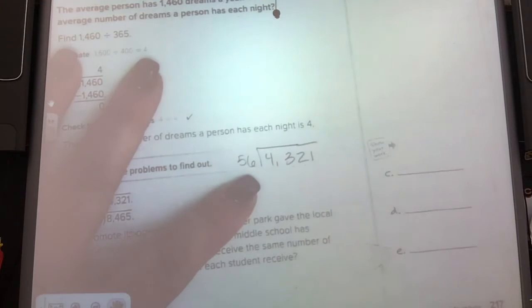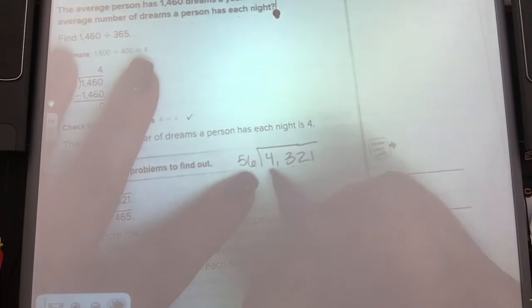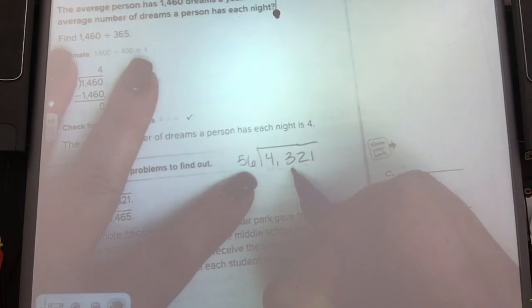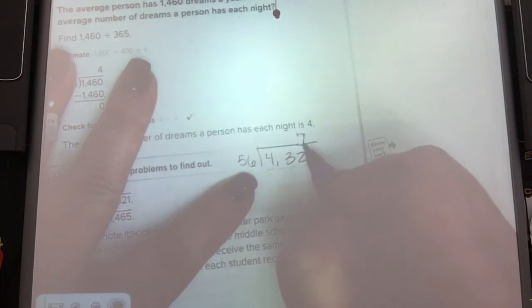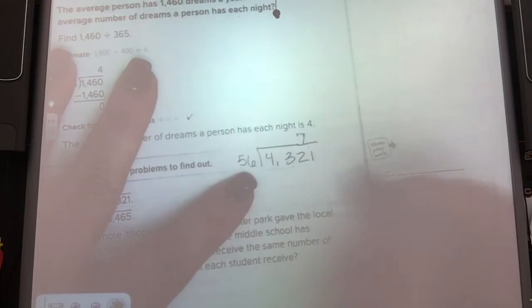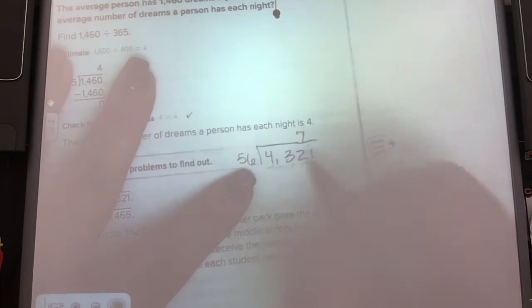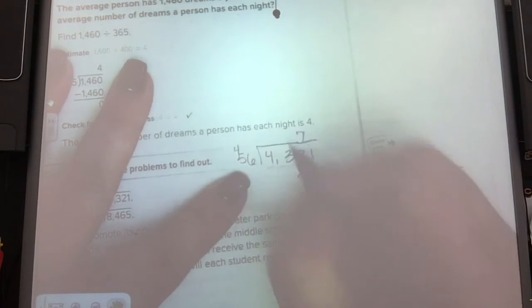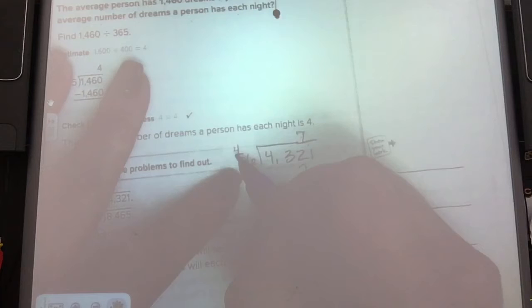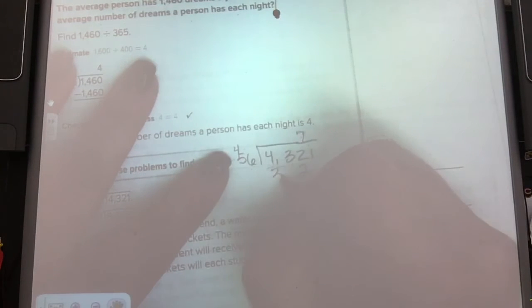Well, if we did 50, let's round this, let's even 60. 6 times what would get me close to 43? 6 times 7 would give me 42. Let's try that. I don't know if it'll work, but we're going to try it. So 56 times 7. Multiply that however way you need to, whether it's lattice or however you want to. I'm going to do it the old-fashioned way. 7 times 6 is 42. 7 times 5 is 35, 36, 37, 38, 39. I don't know if I guessed high enough. 0. Maybe I did.